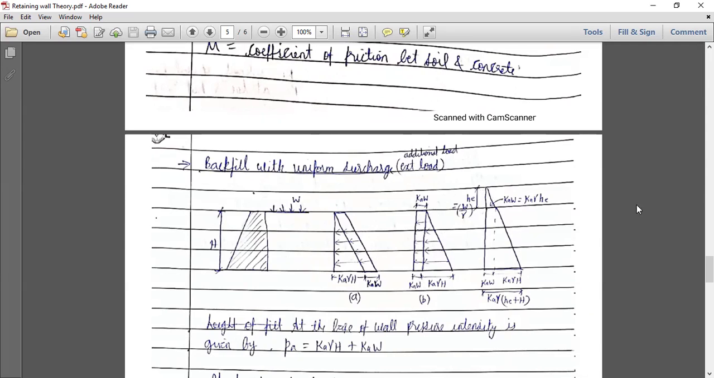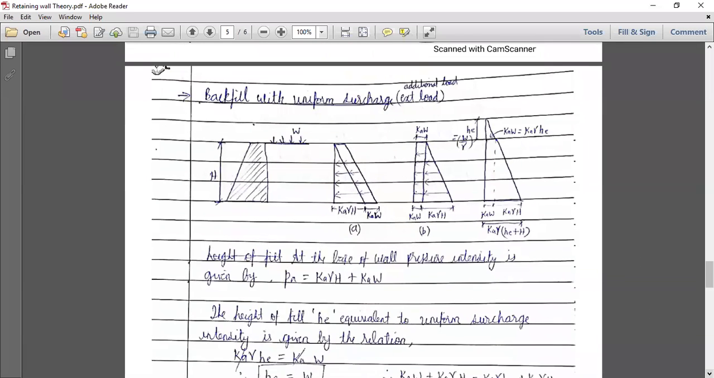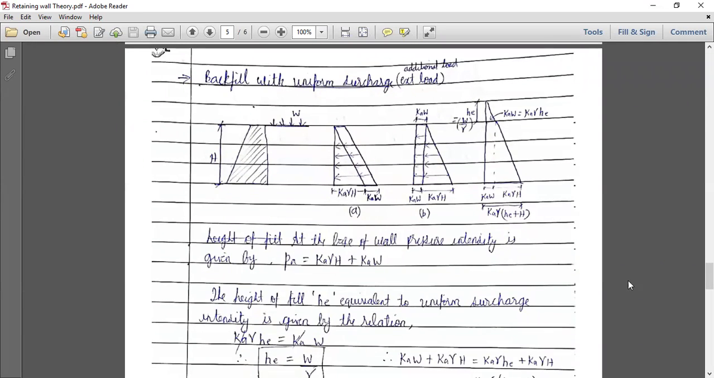This portion we have incorporated here, and we have basically increased the height of the pressure diagram. Earlier the height was only this much, so this height has been increased. That is how, for convenience, for the analysis and calculation purpose, we have done this. At the base of the wall, the pressure intensity is given by K into gamma into H as before, and for the external W it is K into W. But for the analysis purpose we want a diagram like this.